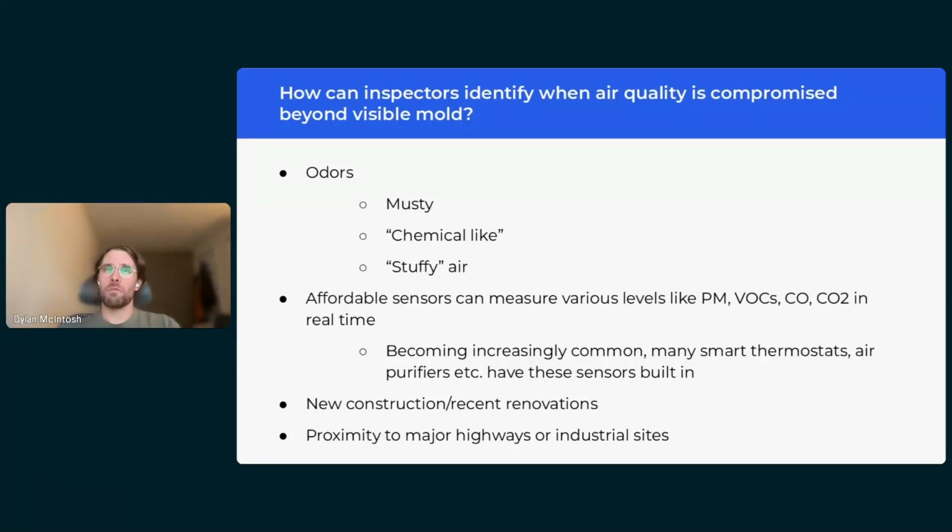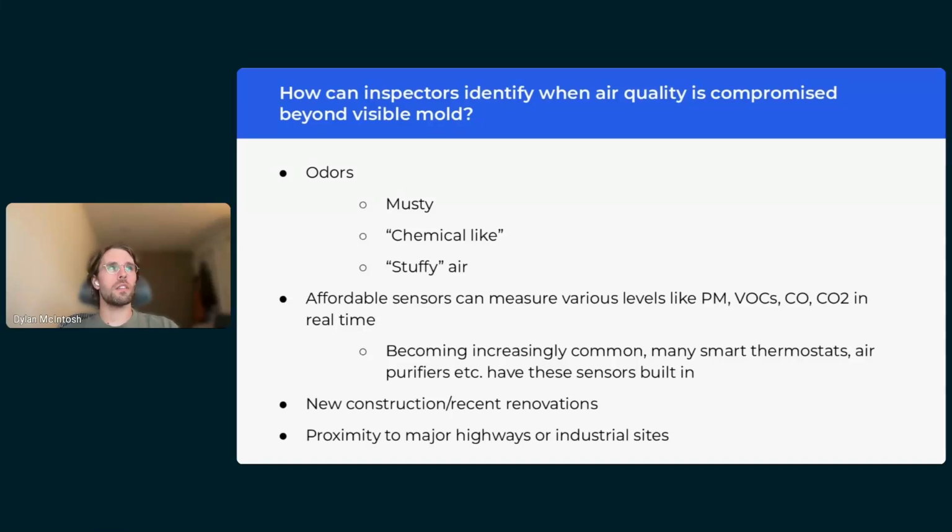In new construction or recent major renovations, those are good opportunities to consider air quality testing. When you're bringing new materials in, new carpets, new paint, new raw materials, adhesives, things like that, those all contribute to particulate matter and volatile organic compounds in the space. And same with a recent renovation. It doesn't have to be a new build. It could be just a major renovation. That's a point where you may want to consider air quality testing.